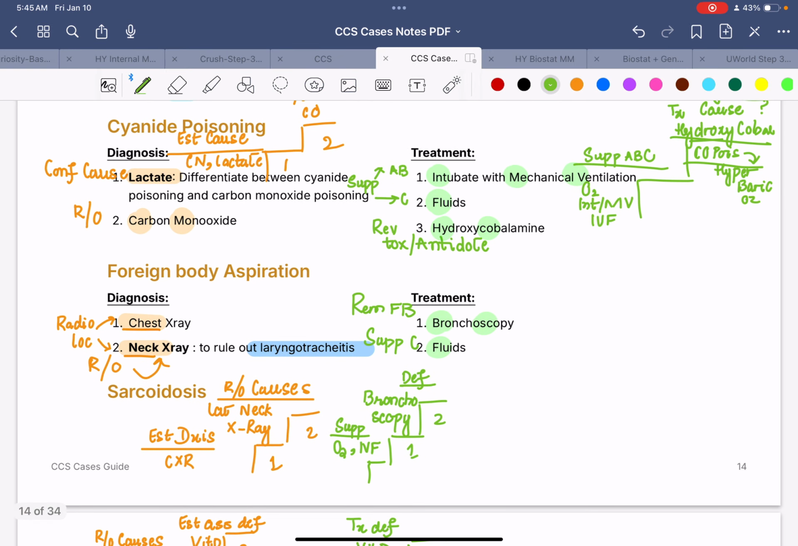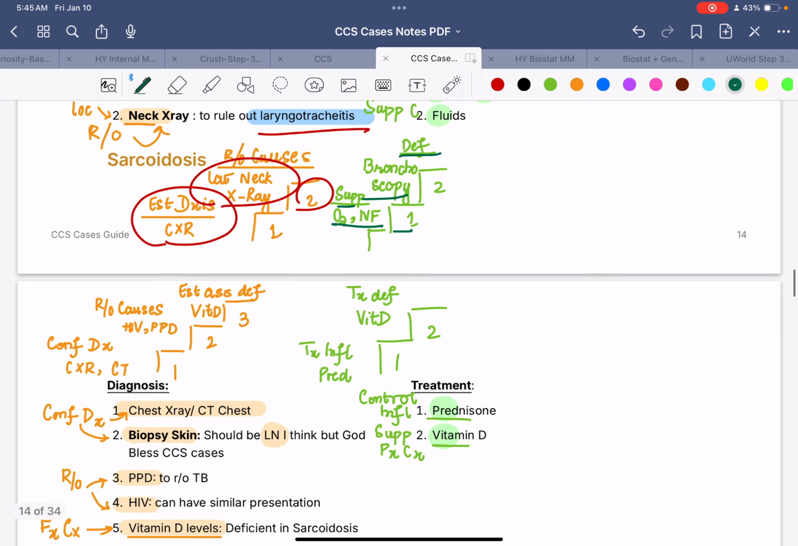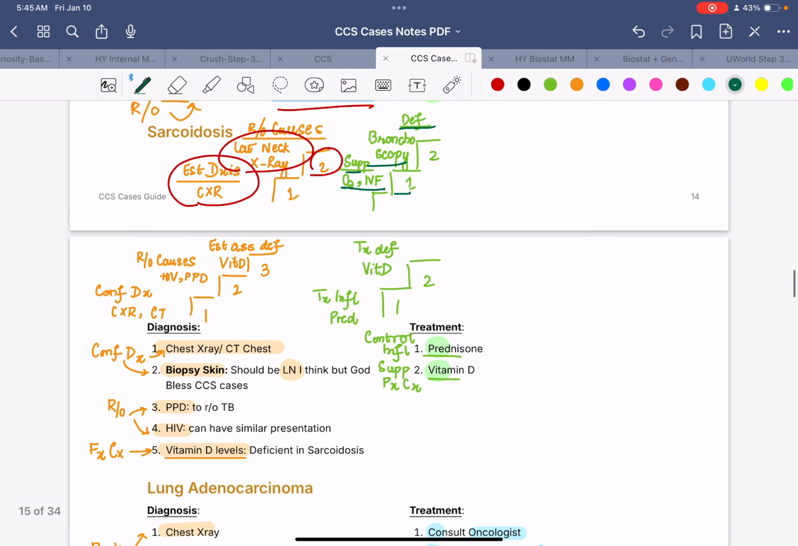Next on, we have foreign body aspiration. For diagnosis, confirm your diagnosis with a chest x-ray that will show you the exact location of the foreign body, and rule out some other cause such as laryngotracheitis with lateral neck x-ray. Next on, for the treatment, there's the general supportive treatment with oxygen or IV fluids, and then we have the definitive treatment with bronchoscopy.